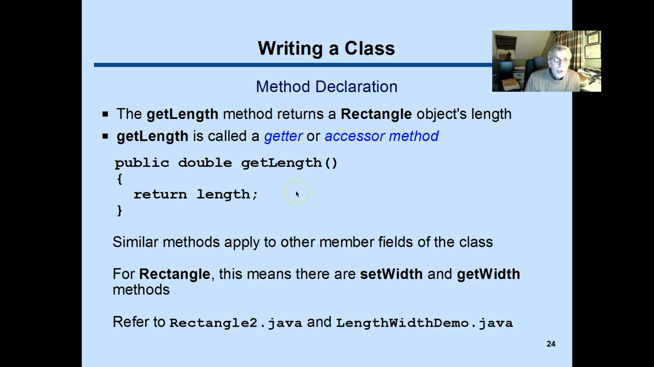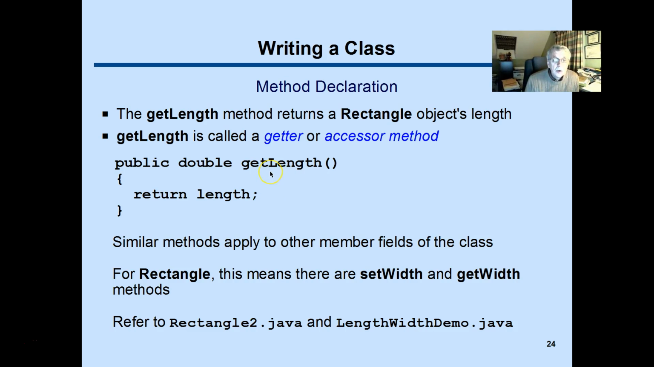Now, we had created the setter to set the length. We can now create a getter or an accessor or inspector method to get the length. And again, this is going to provide the controlled access. We don't want applications or users going in directly and touching the inner workings of the objects we've instantiated.